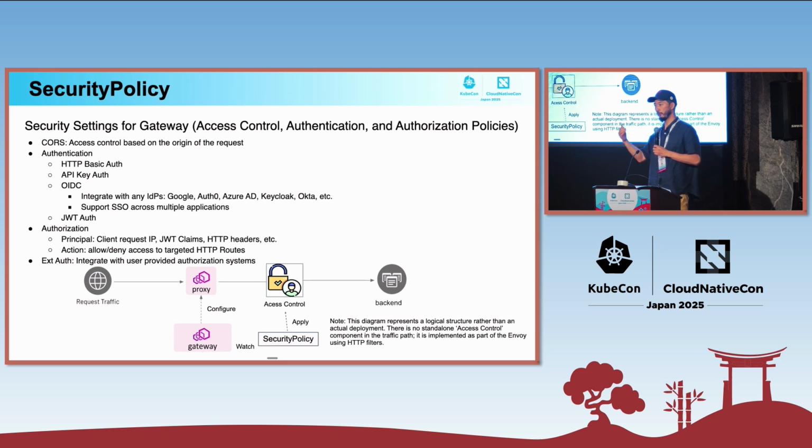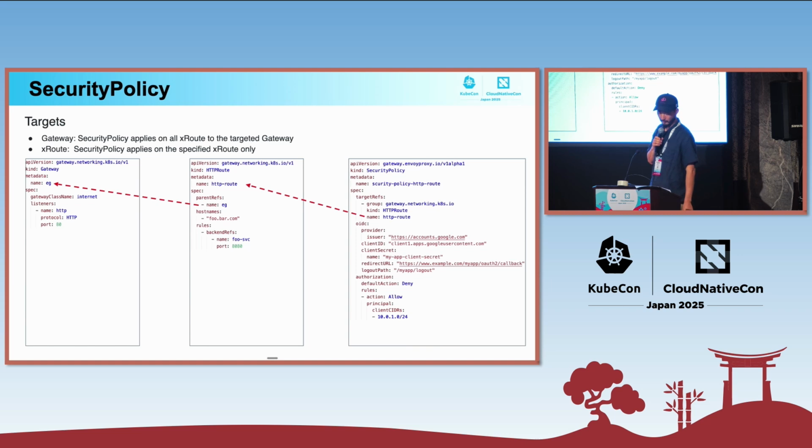And the most powerful thing is that if you have your own authorization system, you can also plug it in with Envoy Gateway by using the external authorization plugin. Okay, in this example, we have a security policy on the right side, which defines OIDC authentication using Google as the OIDC provider. Also, we define an authorization rule to allow client requests from this subnet only.